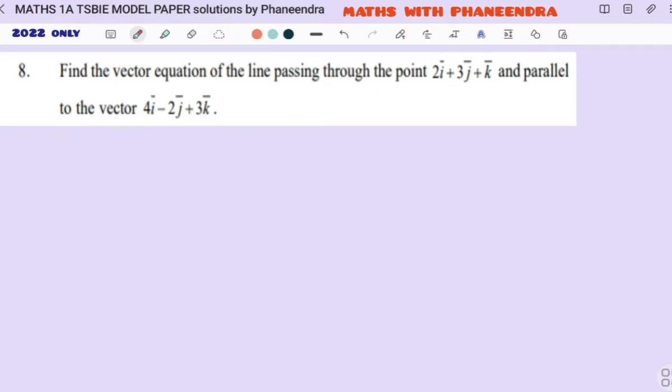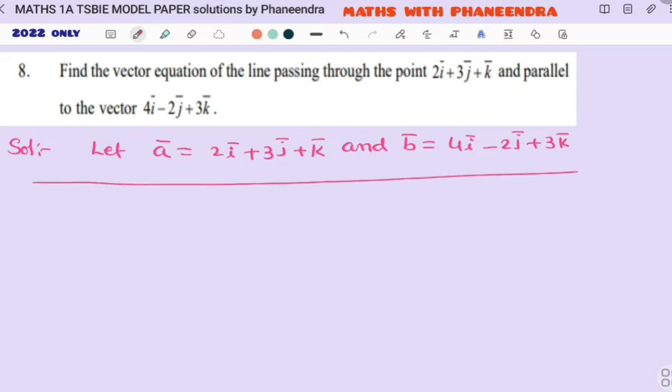Find the vector equation of the line passing through the point 2i plus 3j plus k and parallel to the vector. So in this solution, first the given vectors, among that we need to assume the vectors. Let a bar be the point it is passing through, 2i plus 3j plus k, and the vector it is parallel to we can assume as b bar, 4i minus 2j plus 3k.